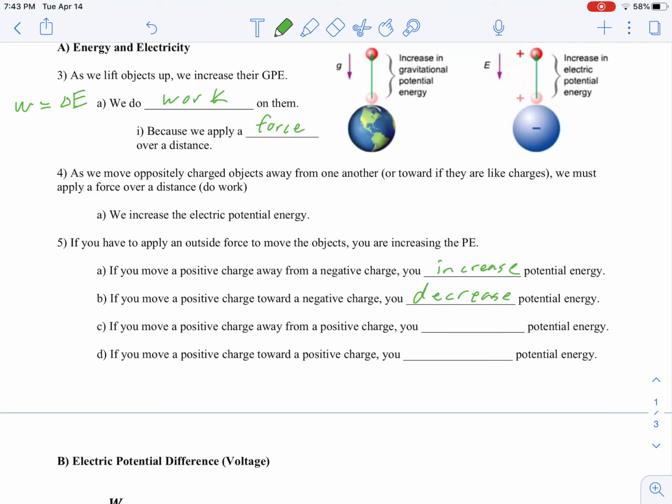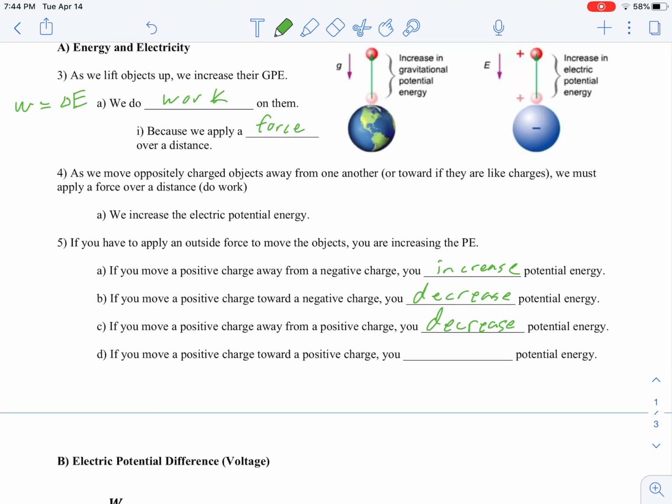If you move a positive charge away from a positive charge, you blank potential energy. So what do positive charges want to do to other positive charges? Okay. They want to move away from each other, right? They want to repel. So you're not fighting the natural tendency, so you're decreasing.